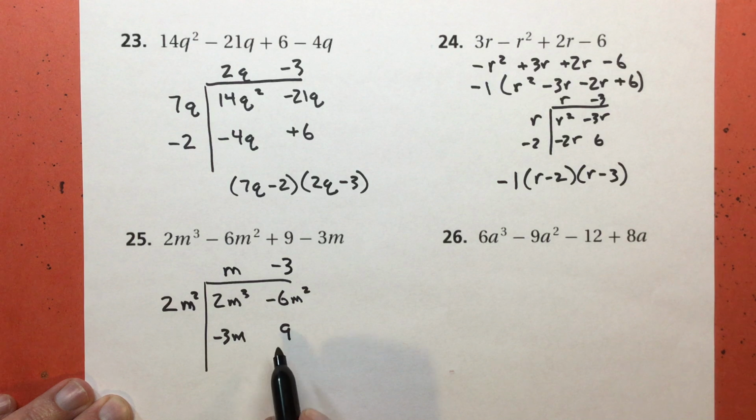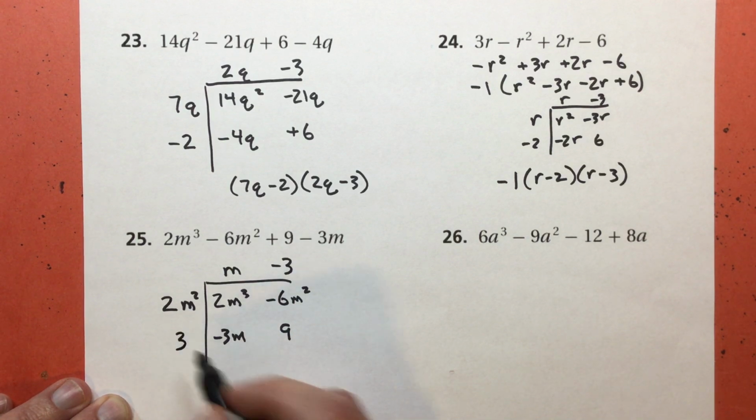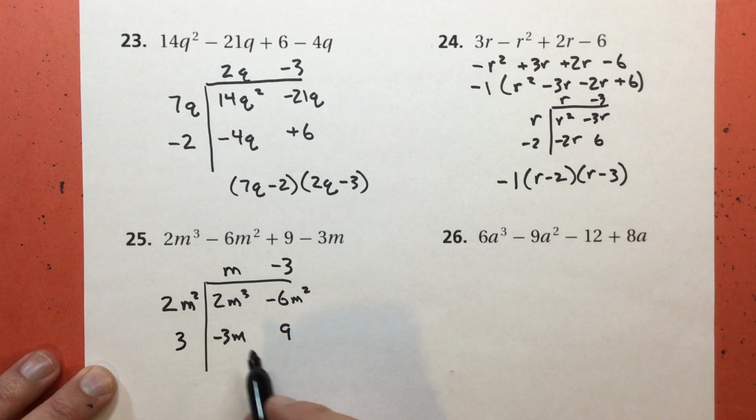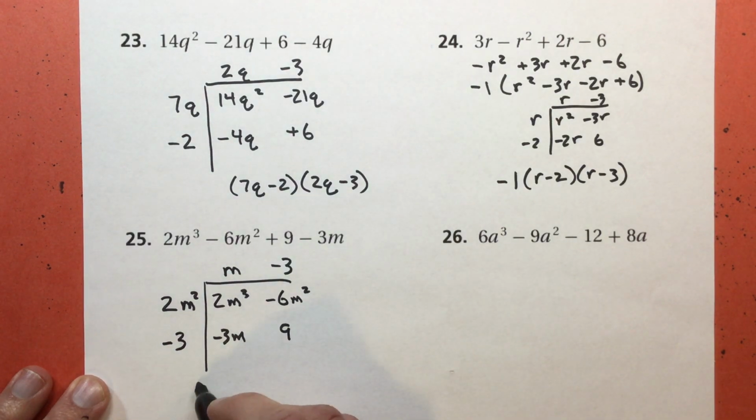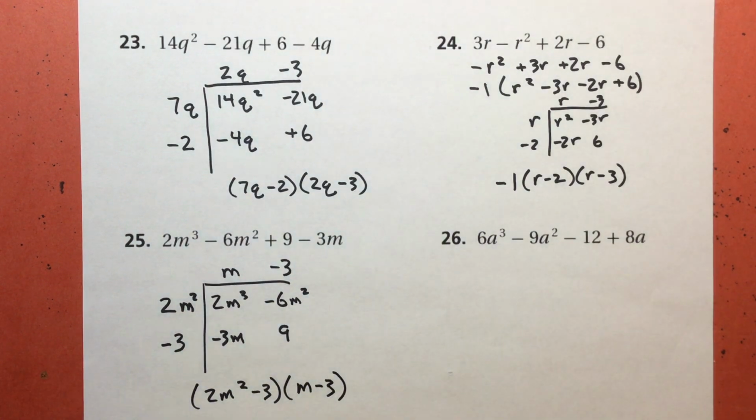What do these two have in common? That's 3 times 1, and that's 3 times 3. So I'm going to bring out the 3. Except I need it to be negative to match up with all my signs. So factored form is 2m to the second power subtract 3 times m subtract 3. All right, last one.